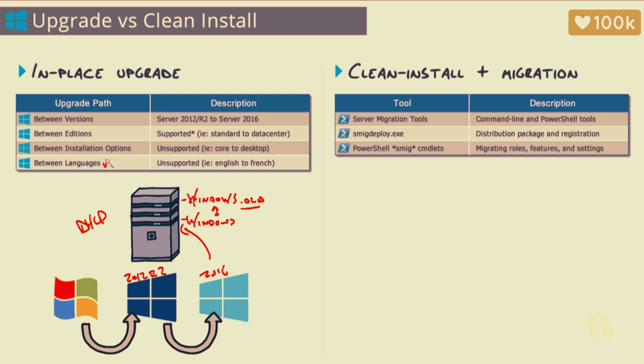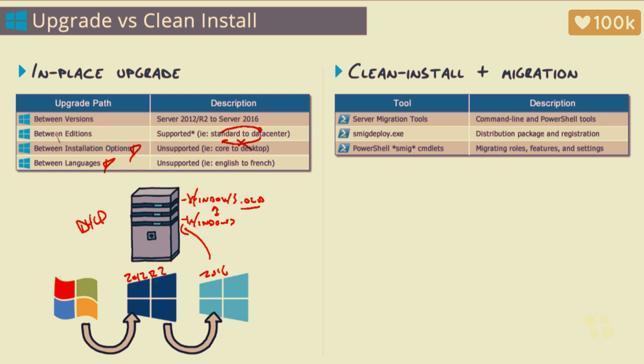For example, you cannot perform in-place upgrades between languages or between installation options, right? No going from core to desktop or desktop to core or nano server to anything for that matter either. We can go between editions, but only going up. In other words, from standard to data center. You cannot go backwards, say from data center to standard.